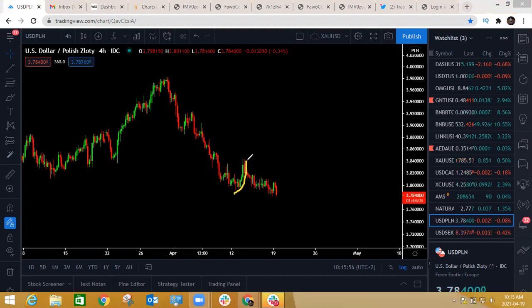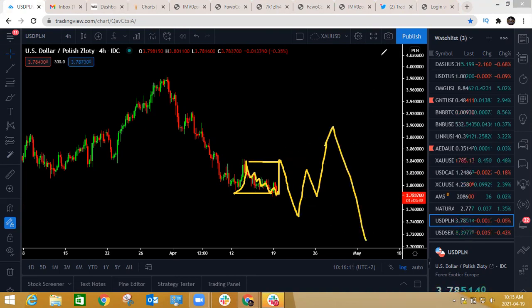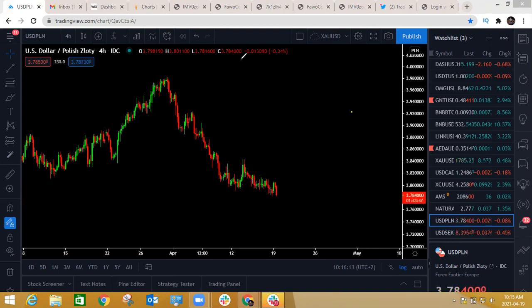So we've got what looks like it's going to be another continuation pattern here. This could be another continuation pattern, can still push lower and then give us the 3-wave to the upside. Let's see how this plays out this week and see if we're going to get this move to the downside. That is how we're going to be looking at US dollar PLN.